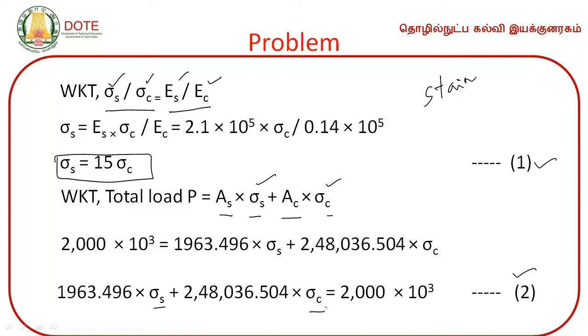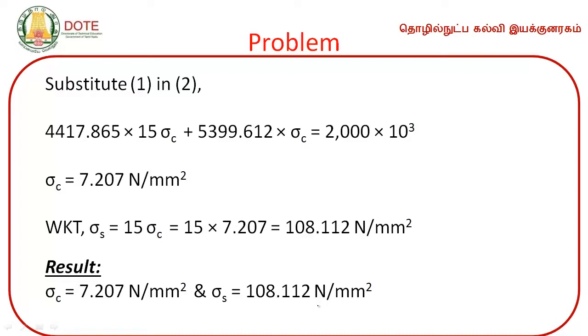Now, which terms does equation 1 contain? Sigma S and sigma C. Equation 2? Sigma S and sigma C. So if we substitute sigma S from here into this, we get the unknown value sigma C. Okay? So substitute equation 1 in 2. We get the value for stress in the concrete as 7.207 Newton per mm square. Have we got sigma C? Now equation 1 says sigma S is equal to 15 sigma C, which is 15 into 7.207. So we get sigma S, the stress in the steel. The result: stress in concrete, sigma C, is equal to 7.207 Newton per mm square. Stress in the steel is equal to 108.112 Newton per mm square.